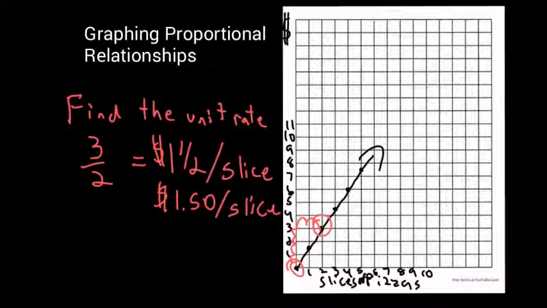And then if we were to turn this into an equation to equal any number of slices, you would just have y equals 1.5x, x being the number of slices.